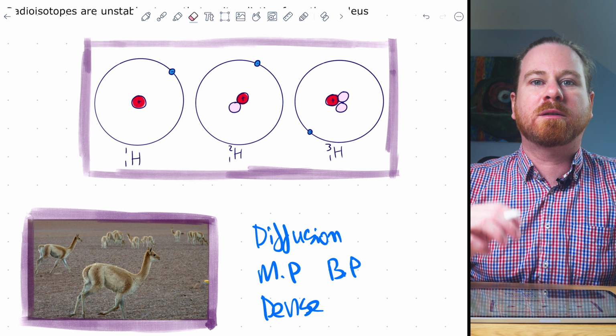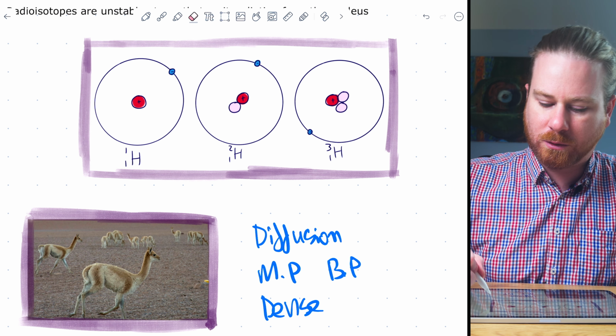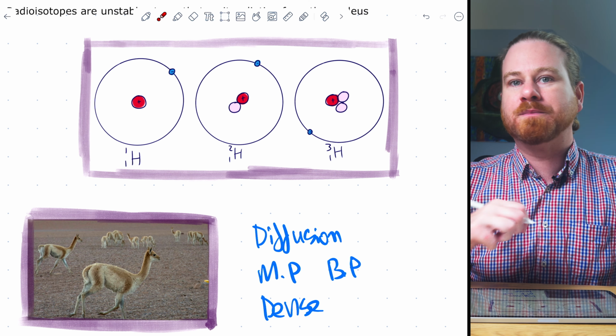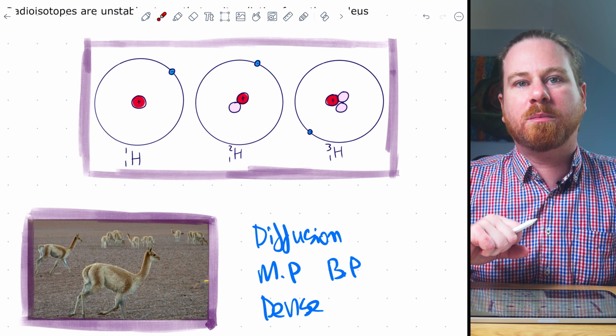And we're going to have even more difference between these three because it is quite a lot bigger. So this one is 3 times bigger than this one. So the differences won't be as big if we're looking at different compounds and elements.